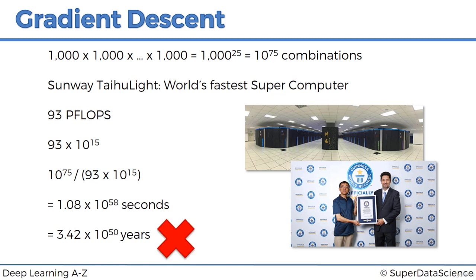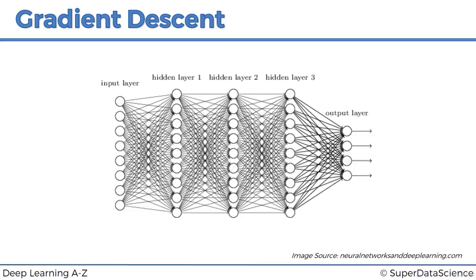So there we go. This is a no-no even on the world's fastest supercomputer, Sunway TaihuLight. So we have to come up with a different approach for how we're going to find the optimal weights. By the way, our neural network was very simple. What if the neural network looks like something like this, or even greater than that? Then it's just not going to happen at all, ever.